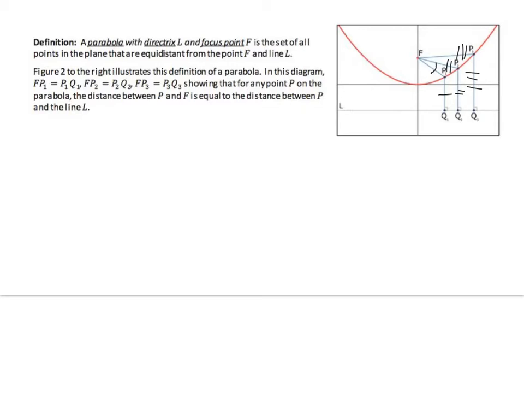So figure 2 to the right illustrates this definition of a parabola. In this diagram, these 3 segments are equal, showing that for any point P on the parabola, the distance between P and F, P to F, is equal to the distance between P and the line L. So from here to the focus and here to the directrix are equal everywhere on the parabola.